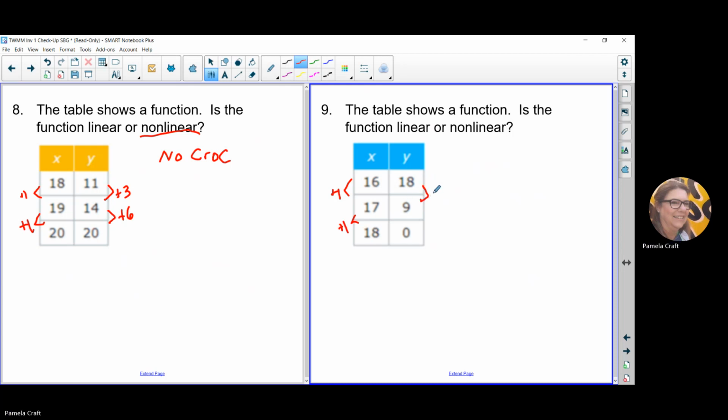And my y's are going down by 9. So even if it's not an addition, as long as it's the same change, then that is a CROC, a constant rate of change, which means it is linear.